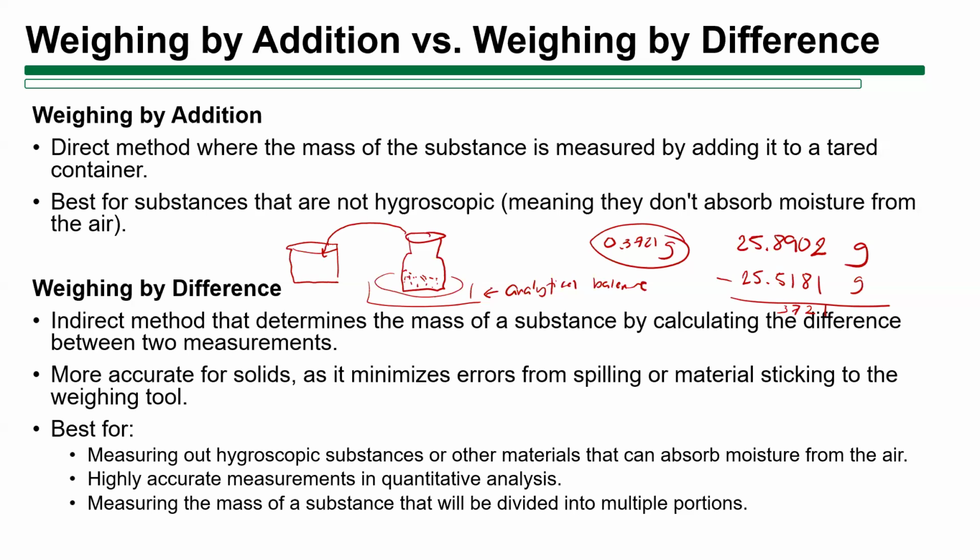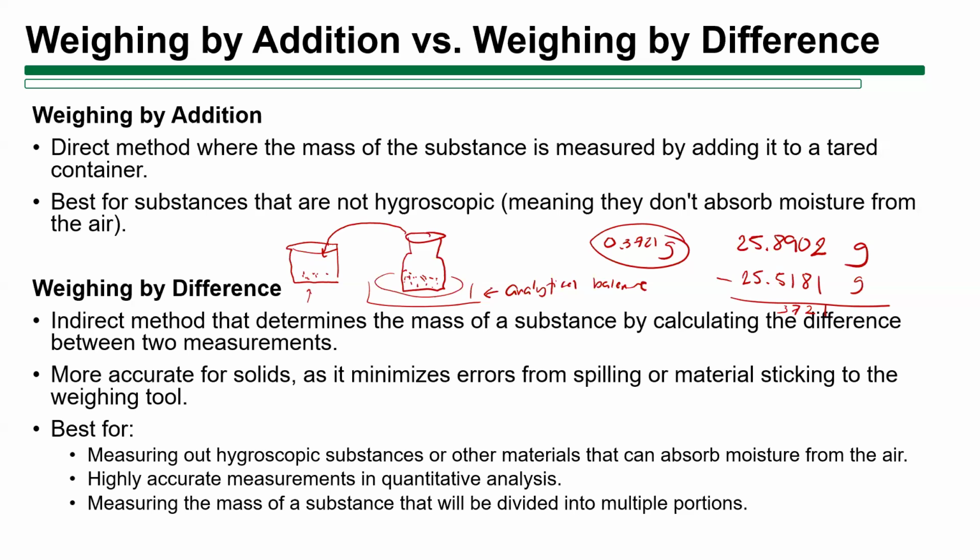And another thing is, usually, when your solid absorbs moisture from the air, it becomes heavier. Okay, so when you weigh by addition, for example, you put some solid in your beaker. After some time, even if you're not doing anything, the mass of the solid in the beaker will increase because the solid starts to absorb water. Okay, that's what happens when you weigh by addition.